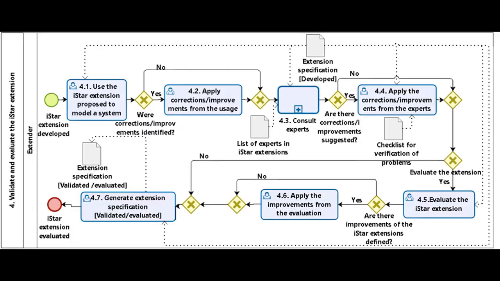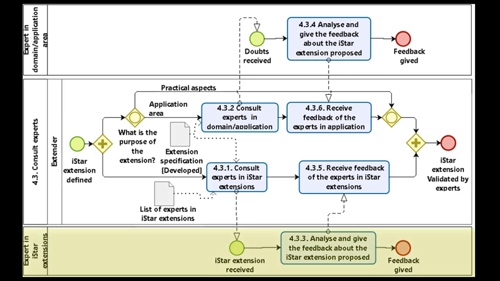In the subprocess 4, the extender must use the extension to model a system to illustrate the use of the extension. Then, if there are corrections identified during the illustration, these corrections must be made to the extension. Following, the expert can be consulted. Let's detail the sub-process. The experts in iStar extensions and in domain are involved in the sub-process to receive validation of them on the process.